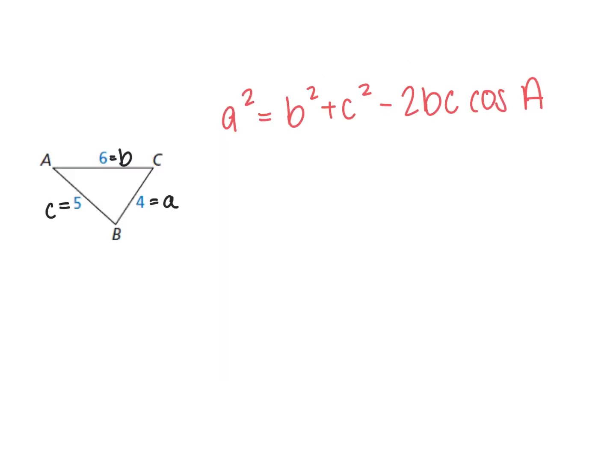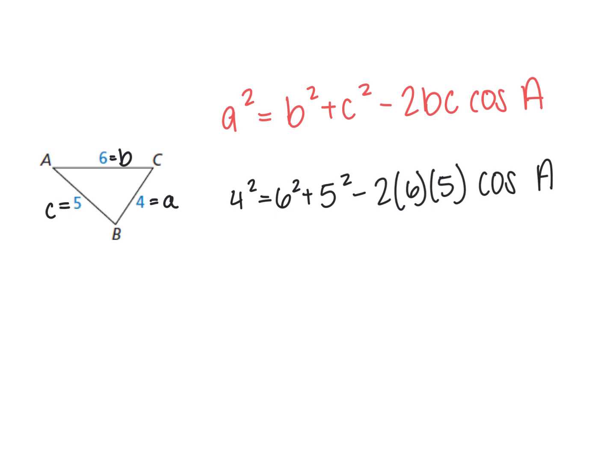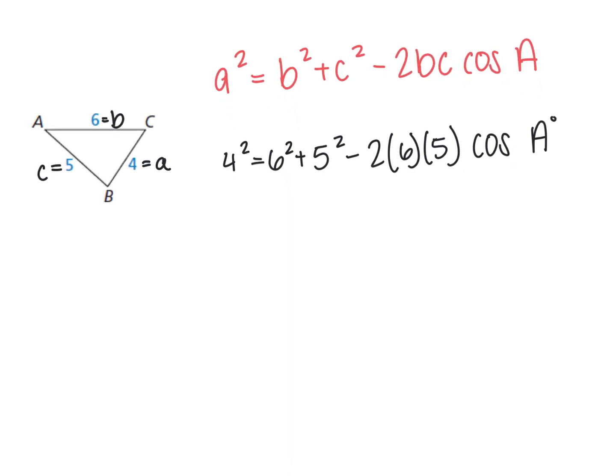All right, plugging in, what you should have if you plugged in correctly: 4 squared equals 6 squared plus 5 squared minus 2 times 6 times 5 cosine angle A, because that's what we're trying to find. Did we all get that? Go ahead and solve what you think you can solve. I solved it in little steps. Go ahead and separate what you can solve out.